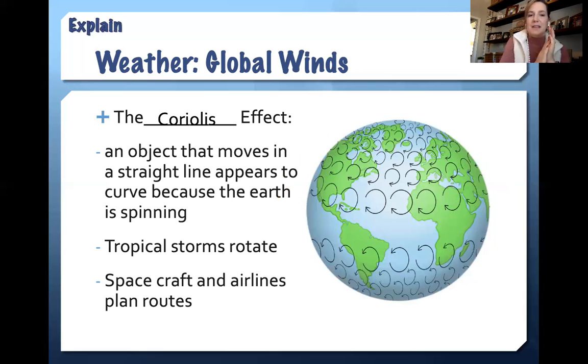And the last bit of page 19, we've already talked a little bit about this, is the Coriolis effect. Basically, an object moves in a straight line, but because the Earth is spinning, it makes it curve or bend. This is the reason our tropical storms rotate. Our spacecraft and airlines plan routes and have to account for the Coriolis effect. Feel free to pause this if you need to, and we will go from there.